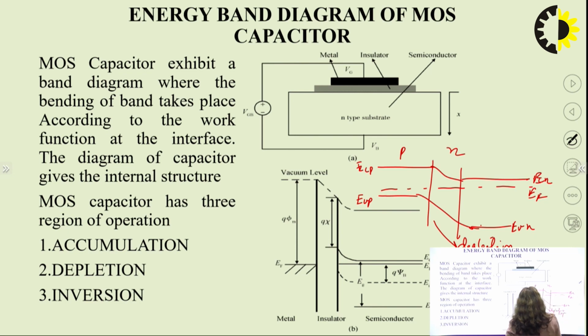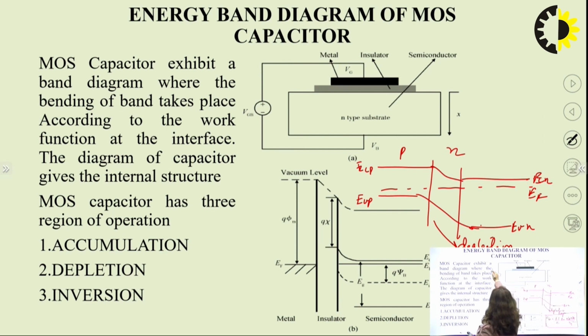So this is for the PN junction. We have a built-in potential V_BI, which is kT by e ln(N_D N_A upon n_i squared) for the case of the PN junction. Similarly, in the same way, we have it for the MOS capacitor.